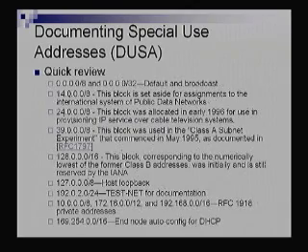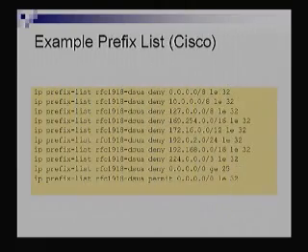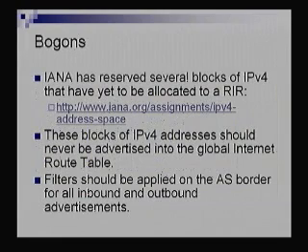Some of these, for instance, are loopbacks and private nets and things like that. They're pretty obvious in the list here. So these are quite obvious ones that go through, and the filters aren't hard to build.